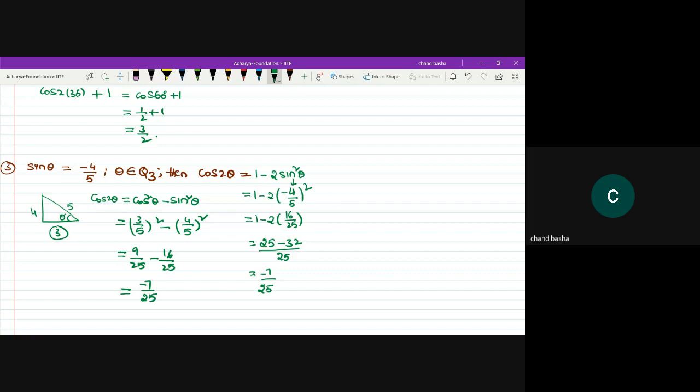Sir, I don't want to use this formula. I can make use of only cos. Yes, you can write 2 cos square theta minus 1. 2 into 3 by 5 whole square minus 1. You will get the same answer.